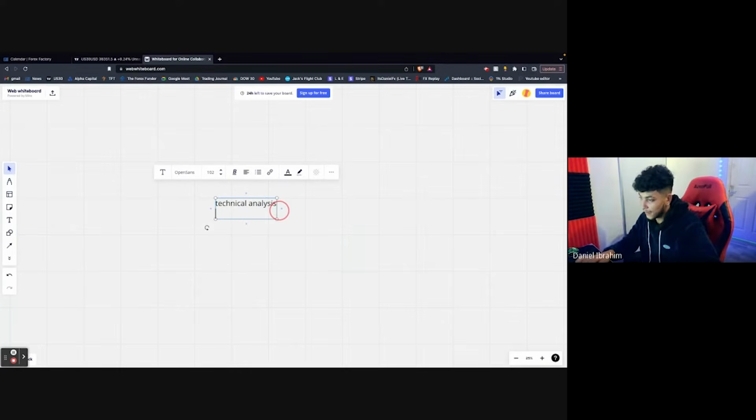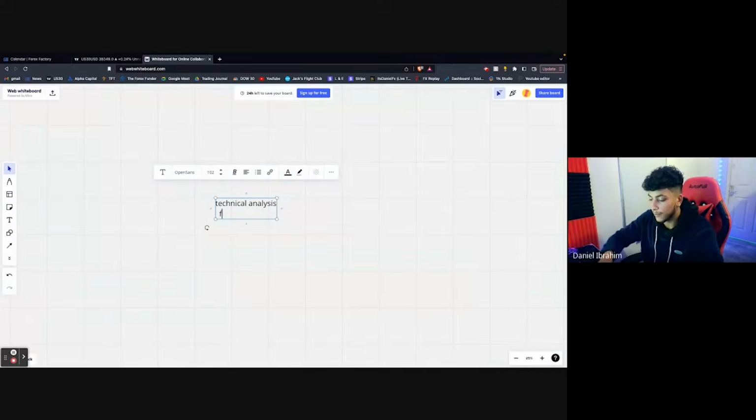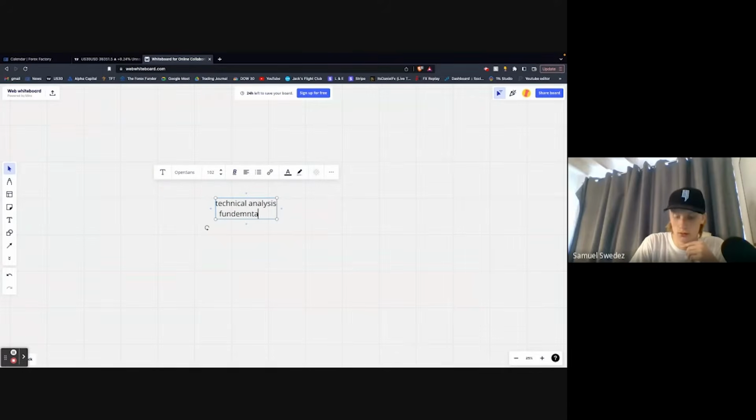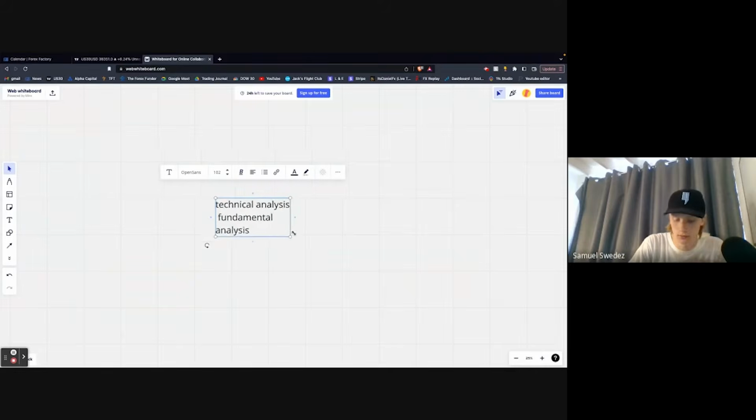So beginner technical analysis. Analysis is separated into three subcategories. You have technical analysis, which is all about reading the chart and looking at price action. You then have fundamental analysis, and that's all about looking at the news and economics.